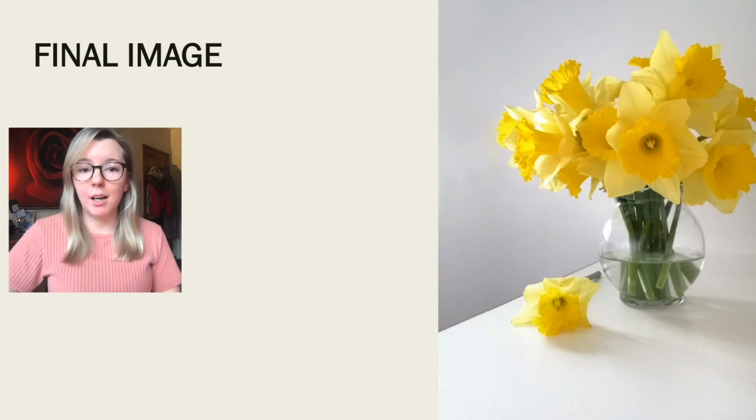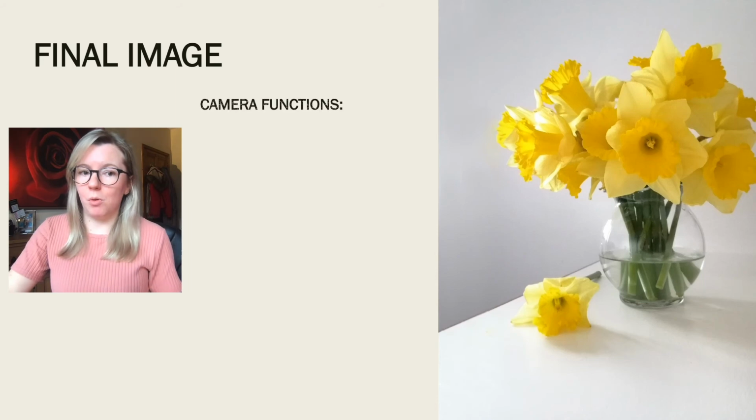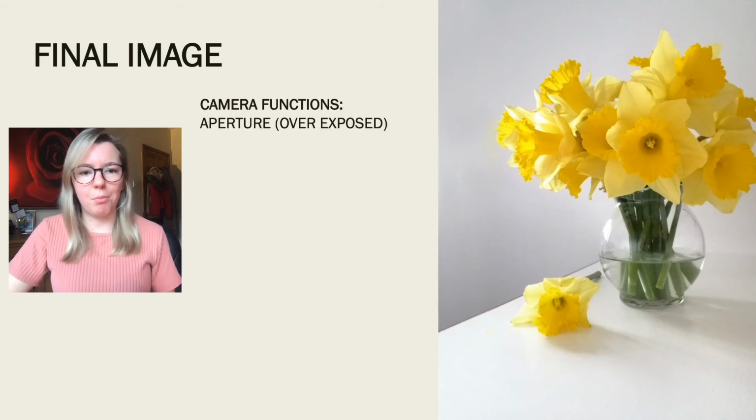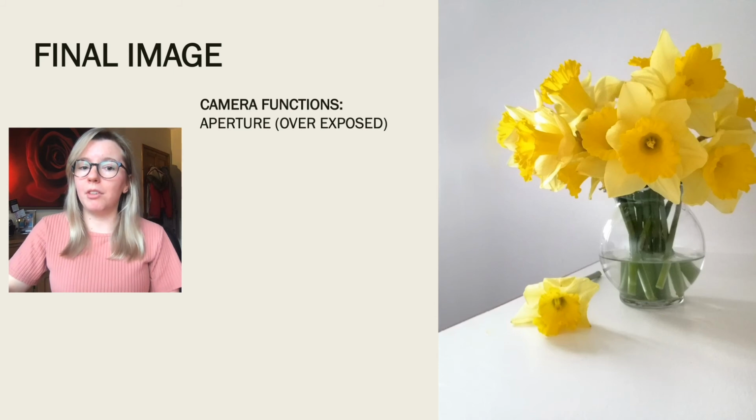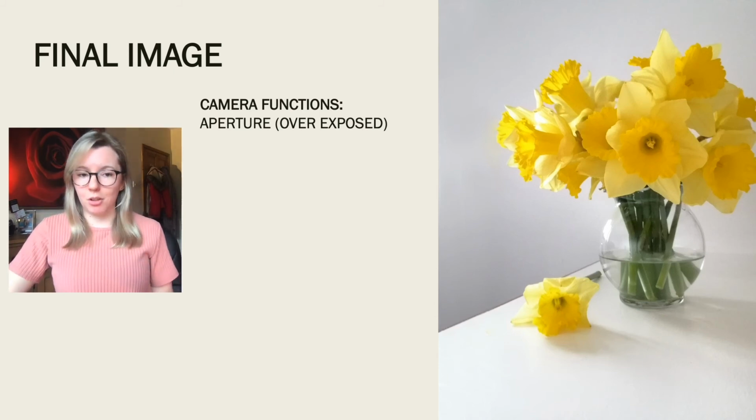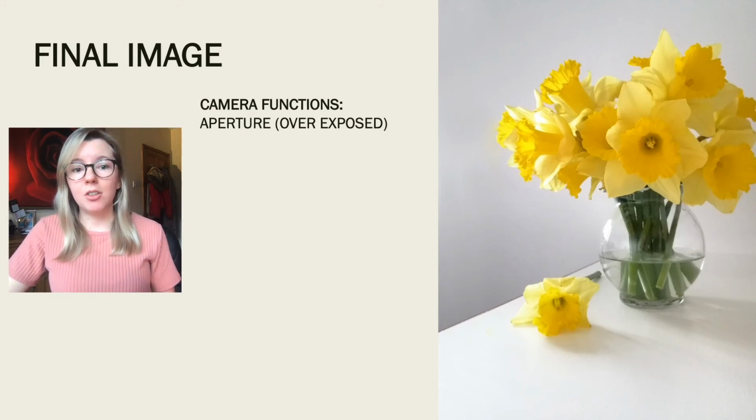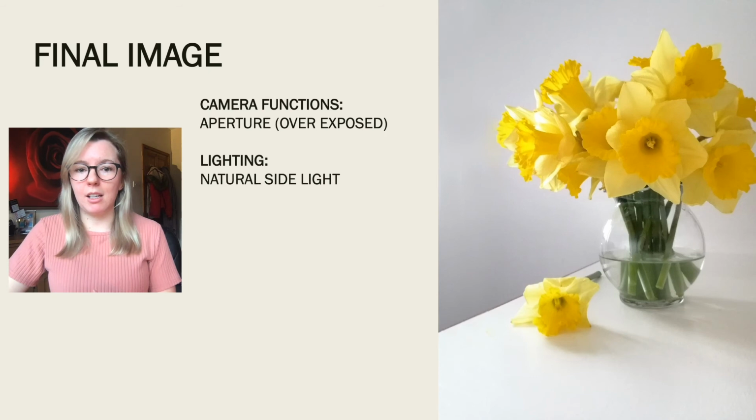So to recap, I've used the aperture mode to keep the focus sharp throughout the image. If you notice, the flower on the desk is just as sharp as the flower in the background. I've also slightly overexposed this image, and this is so I can keep the detail in even the shadowy areas, including the stems. The natural light is coming in from the side, and I've done this because I like the shadows it creates and also the reflections coming through the water.